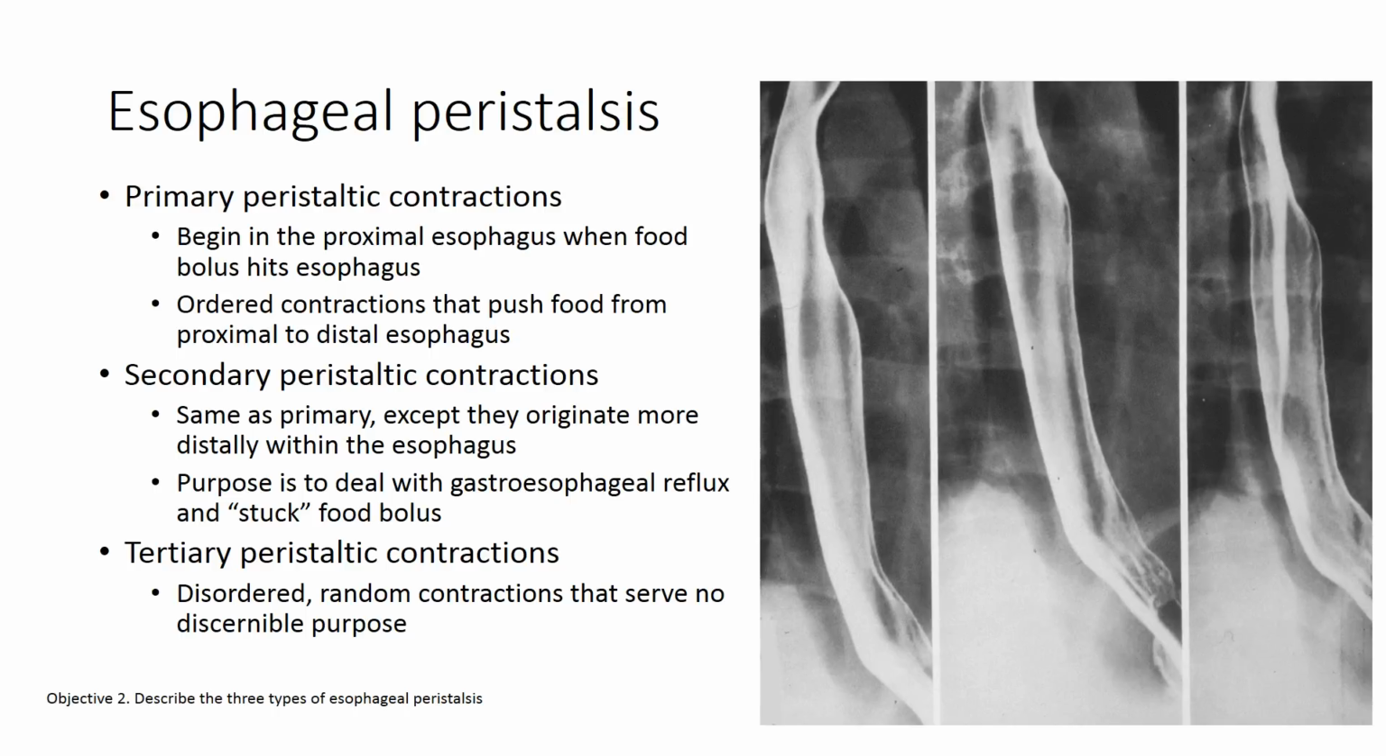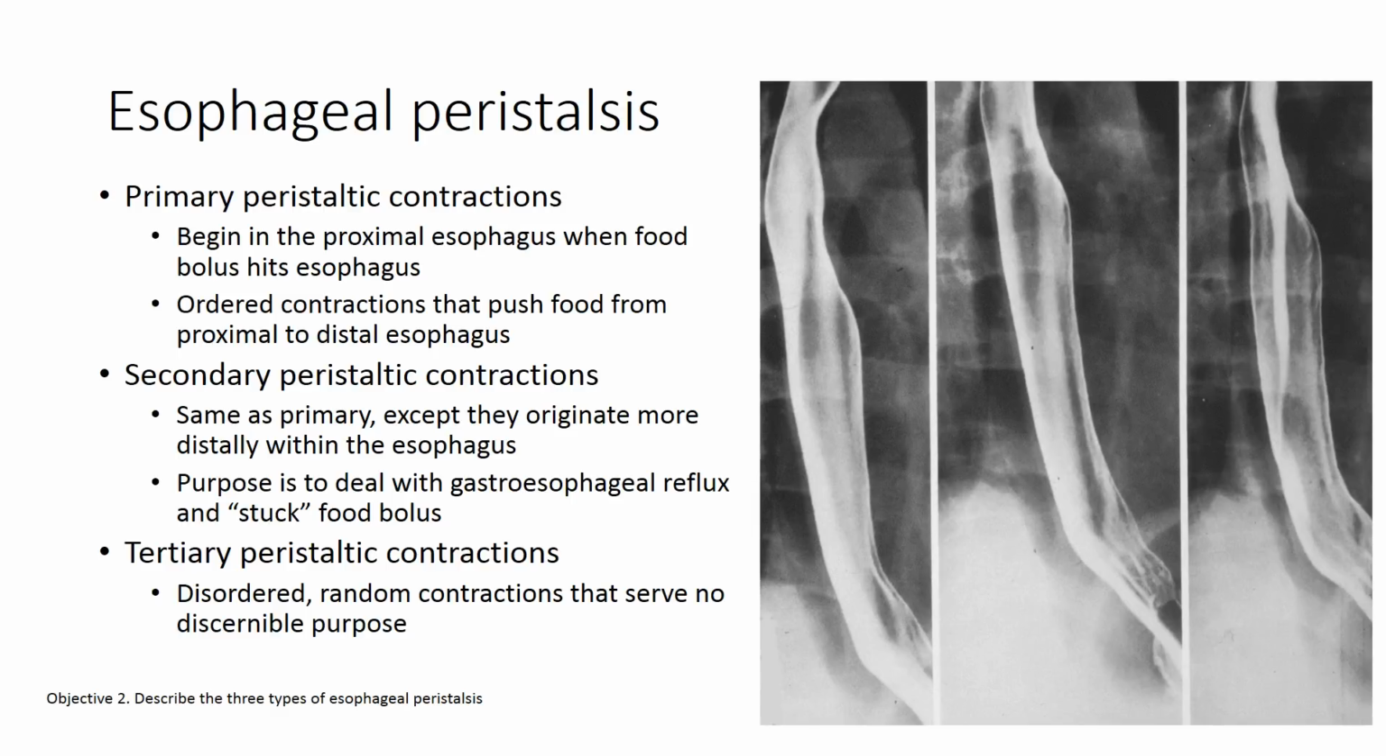Now there's a third type of peristaltic contraction which is abnormal. This is tertiary peristaltic contractions. These are pathologic, but we see these very frequently, especially in our elderly population. Tertiary peristaltic contractions are disordered random contractions that serve no discernible purpose whatsoever. They don't move the food bolus down, they don't move the food bolus up, they're just too random for that.